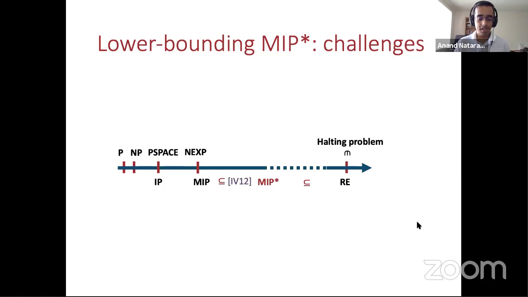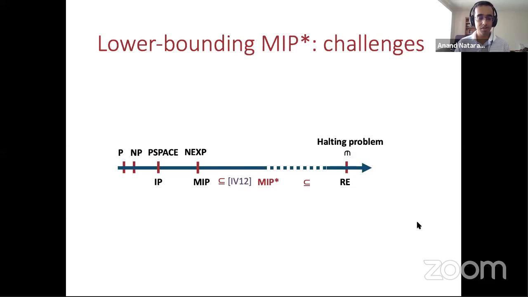To expand on that insight a little bit more, I said that ultimately I'm not going to be able to improve this upper bound, that the upper bound is tight. So that means I have to show a lower bound that matches it. So I need to show that MIP star is lower bounded ultimately by RE. So how would you do that? Well, there are actually some challenges involved even there, in fact even for much more modest goals.